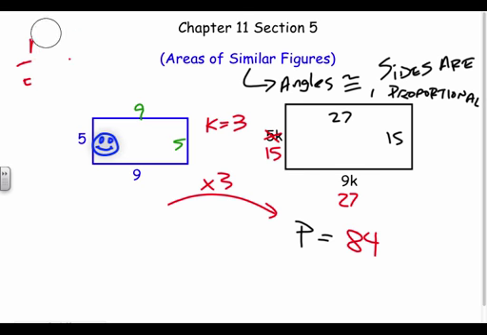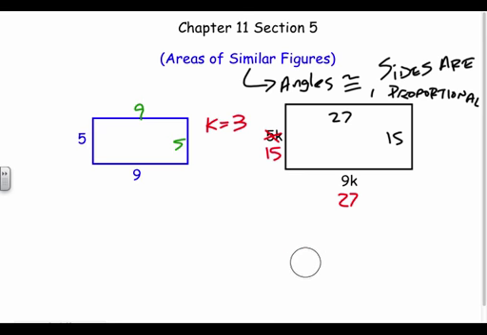But areas are a little bit different now. Because if you think about it, with our units even, like if I was in centimeters, it's centimeters squared for area. So that changes things up a little bit. So let's take a look here at how that works. Well, let's find the area of this first guy. It's a rectangle, so length times width. So the area would be 9 times 5, which is 45 units squared.